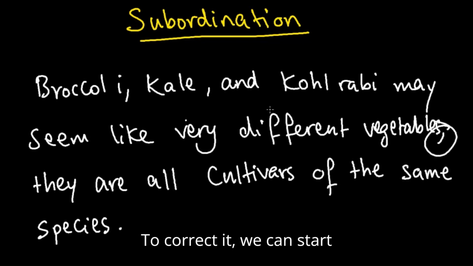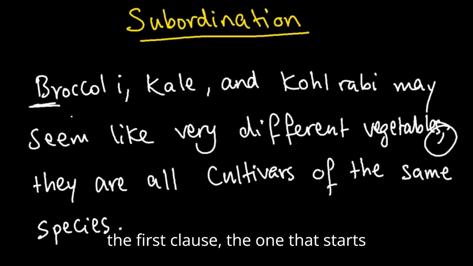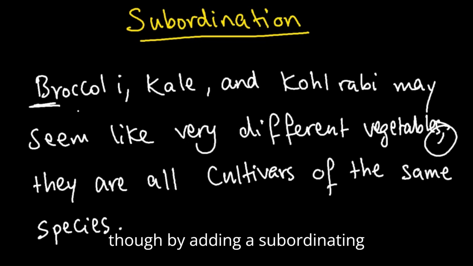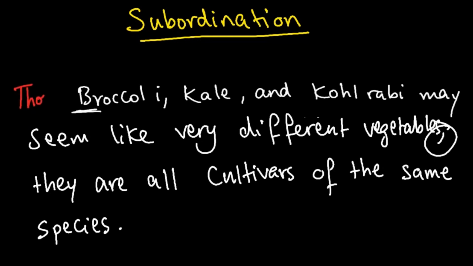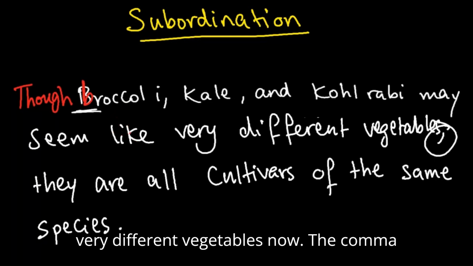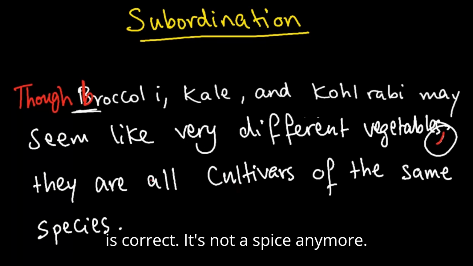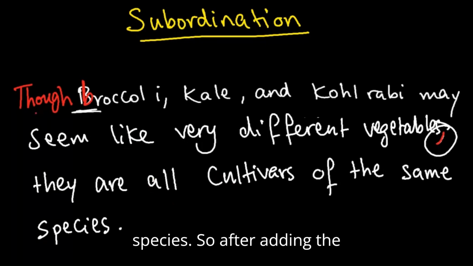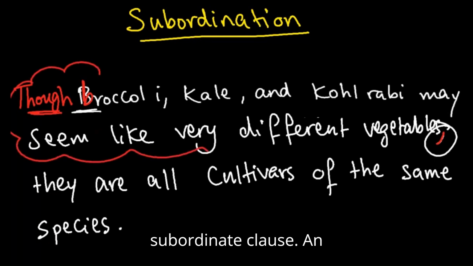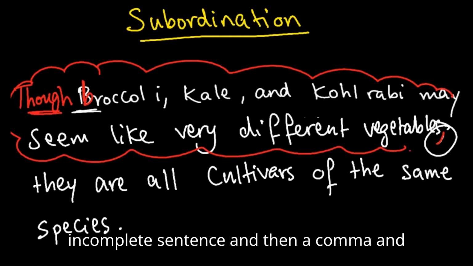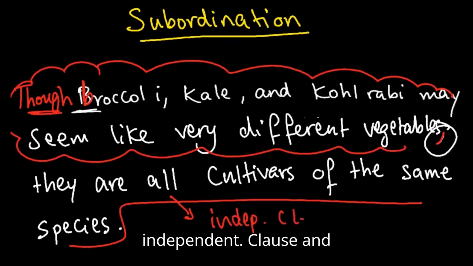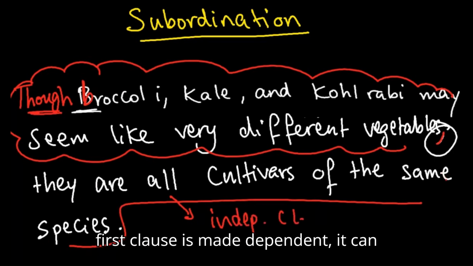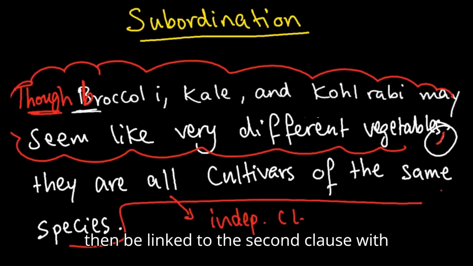To correct it, we can start the first clause, the one that starts with broccoli, by adding a subordinating conjunction. And it will look something like this. Though broccoli, kale, and kohlrabi may seem like very different vegetables, now the comma is correct. It's not a splice anymore. They're all cultivars of the same species. So after adding the subordinating conjunction, we now have a subordinate clause, an incomplete sentence, and then a comma, and then our main clause or our independent clause. And actually, we can do this by adding the subordinating conjunction, though the first clause is made dependent. It can then be linked to the second clause with just a comma.